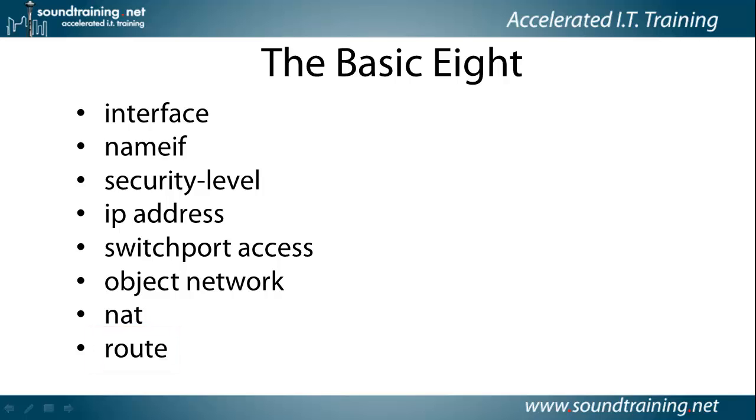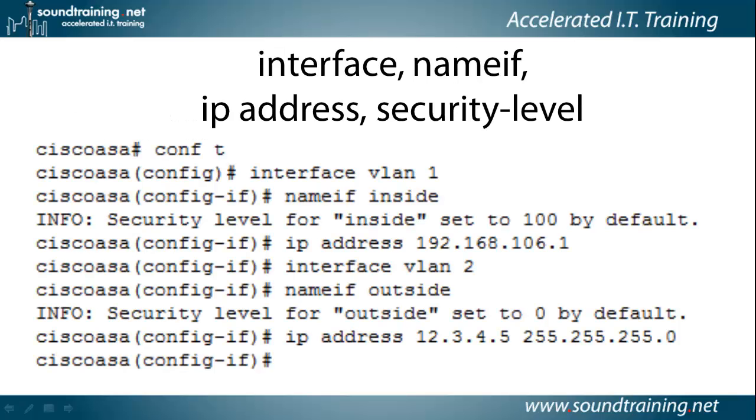Now let's take a look at each of the commands in a little more detail, and what I've done is I've grouped each of the commands in what I think is a logical grouping. You'll be the judge on that, but let's start with the interface, nameif, IP address, and security level commands. First of all, interface VLAN 1. That just simply says we're going to configure interface VLAN 1.